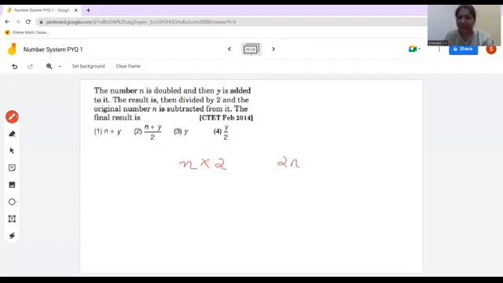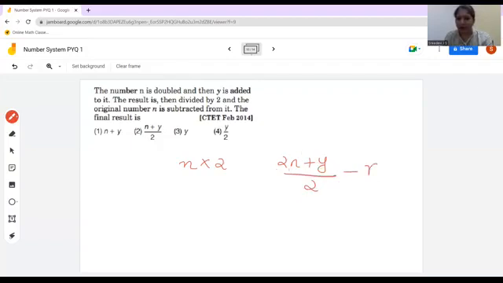Then y is added to it. So now our number becomes 2n plus y, right? And the result is then divided by 2. So the result is (2n plus y) divided by 2. And then the original number n is subtracted from it. So this is the result now.